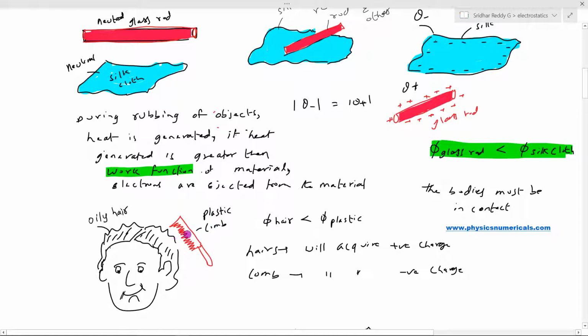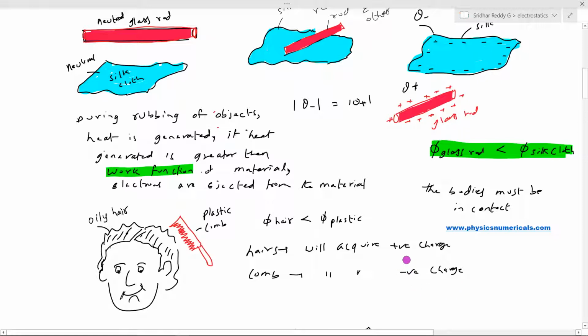When I comb my hair, I'll be holding the comb and moving it. I'll be doing mechanical work. Where does this energy go? It is converted into heat, and that heat will be absorbed by the material of the comb as well as the hair. Since the work function of the hair is less than that of the comb, the electrons from the hair will jump onto the comb, and the hair will lose electrons. So the hair will acquire positive charge. The comb will gain electrons, so there is an excess of electrons, and the comb will get negatively charged.